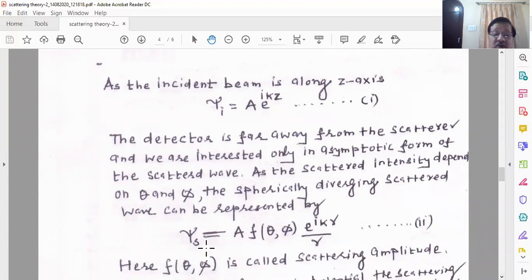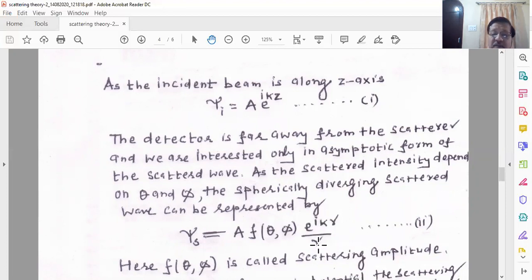So here I write down the scattered wave. I write down the constant A, then this factor which I am writing f, a function of theta and phi, which is basically known as the scattering amplitude. Please remember, the scattering amplitude f(theta, phi) is a factor. So some constant A times the scattering amplitude times the factor e to the power of ikr divided by r.